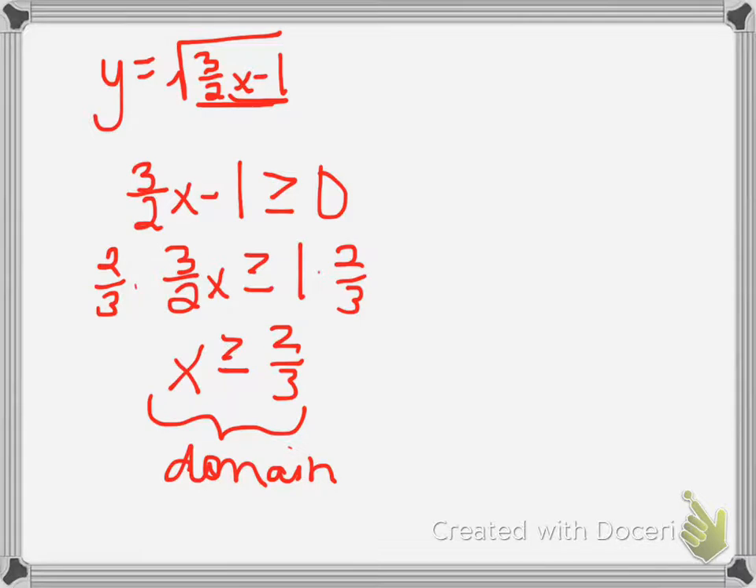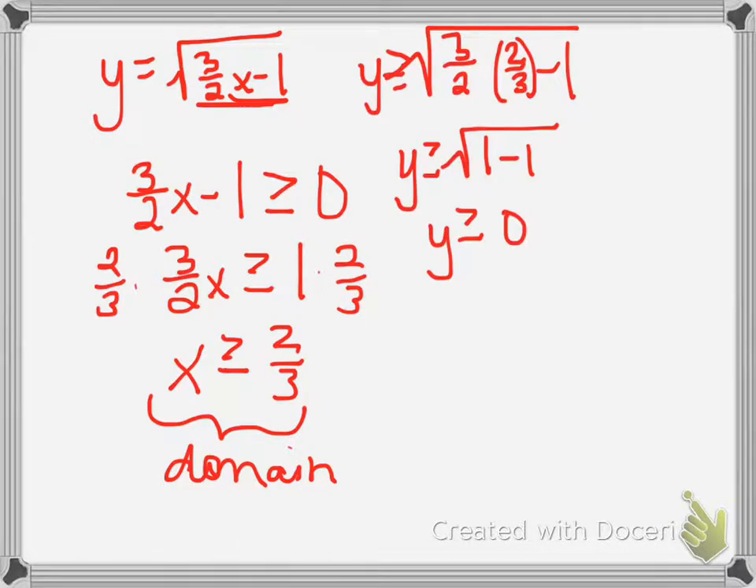So if I plug these x values of 2/3 or greater into my function and solve for y, that's going to tell me what my range is. So let's do that. If I plug that in, I end up with y is greater than or equal to the square root of 3/2 times 2/3 minus 1. We know 3/2 times 2/3 is just 1. 1 minus 1 is 0.